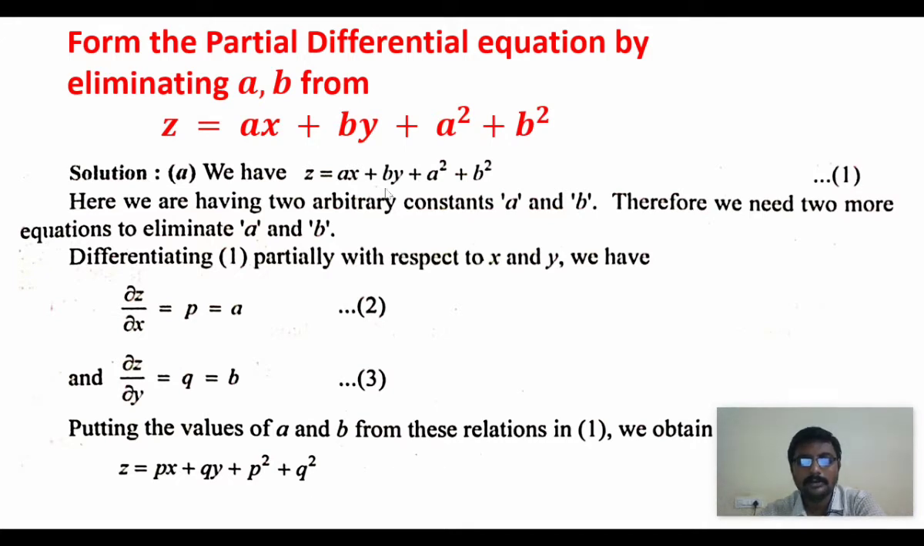We just have to differentiate z partially with respect to x and with respect to y respectively, and the obtained values are substituted in equation 1, and we clearly get the required partial differential equation. Next sum.